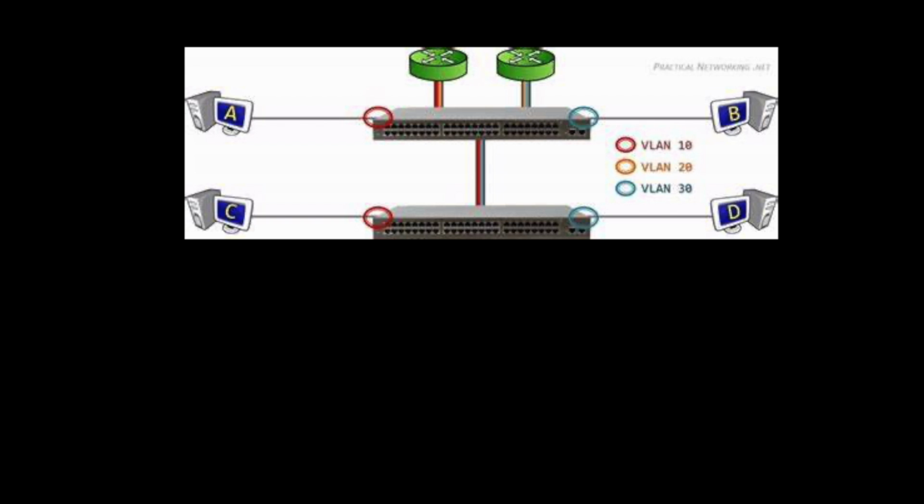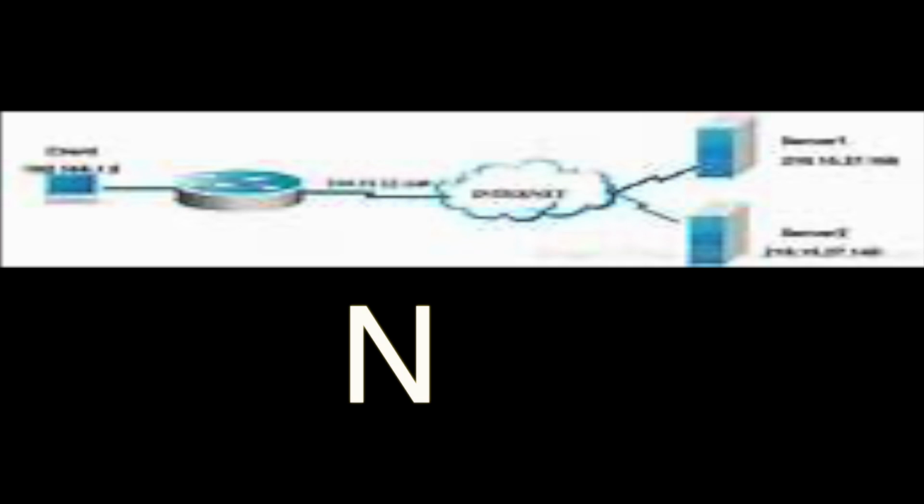Network address translation, also known as NAT, is a method of mapping an IP address space into another by modifying network address information in the IP headers of packets while they are in transit across a traffic routing device.